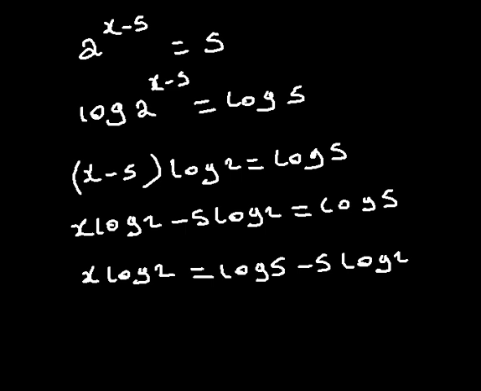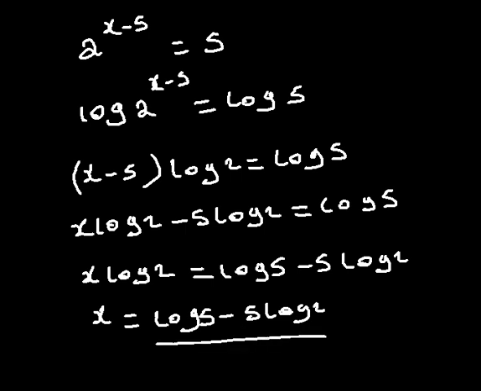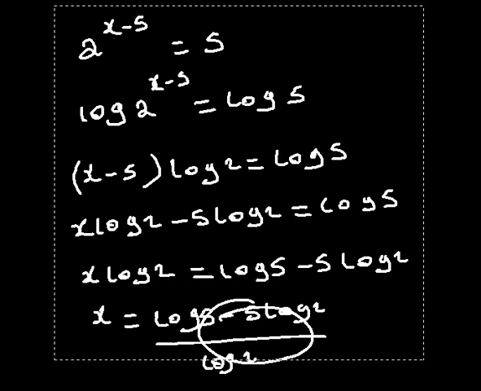And we divide both sides by log 2. We have x equal to log 5 minus 5 log 2, divided by log 2. Then with the calculator you work out what that is. And let's say if we have something like this.